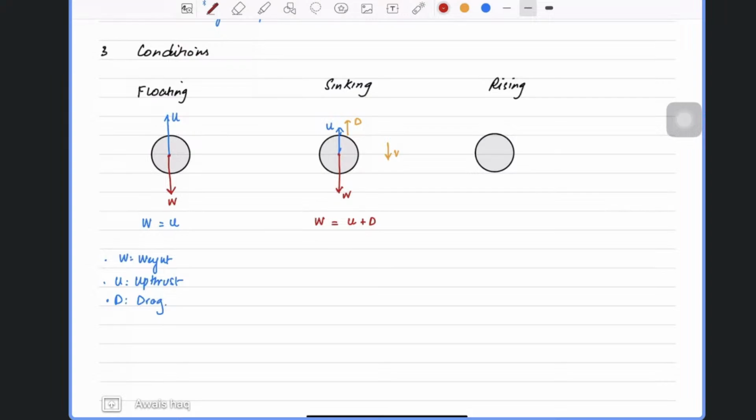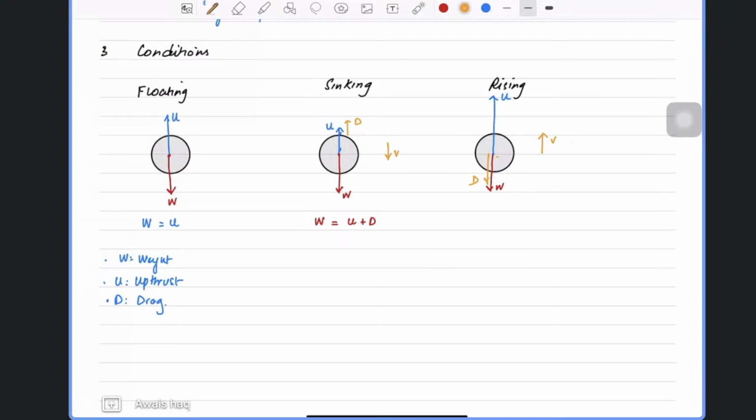In case of rising, the weight is the same, which is down. The upthrust has to be the largest force, and to balance this out you will have drag. Drag will act downwards, because the velocity will be up.